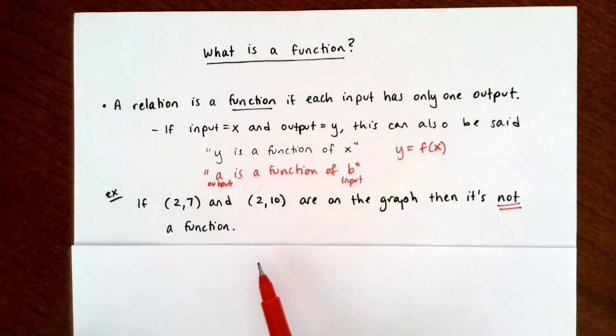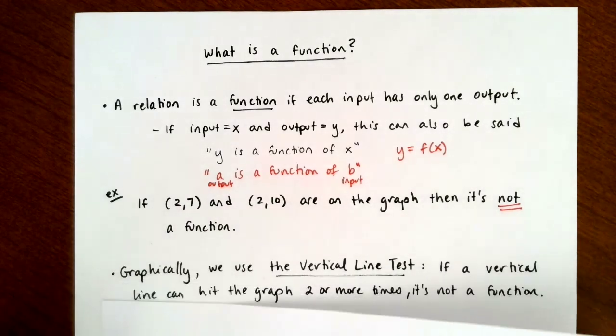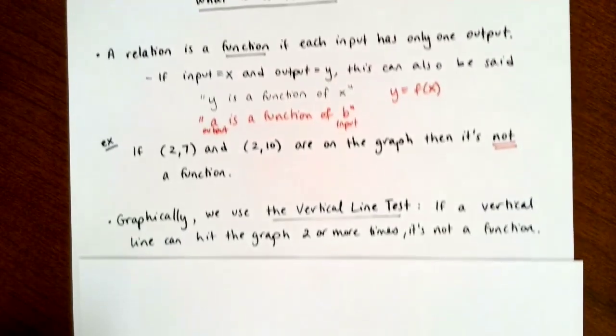No matter what else is happening on the curve, it could do all kinds of stuff and everything else could be perfect. But because the input 2 has 2 different y values or outputs, that makes this situation not a function. All right, so let's talk graphically.